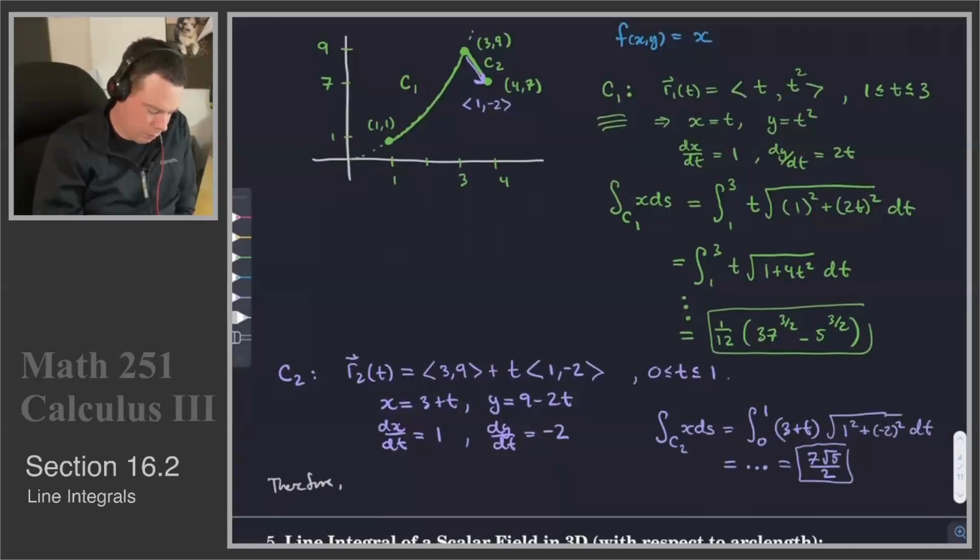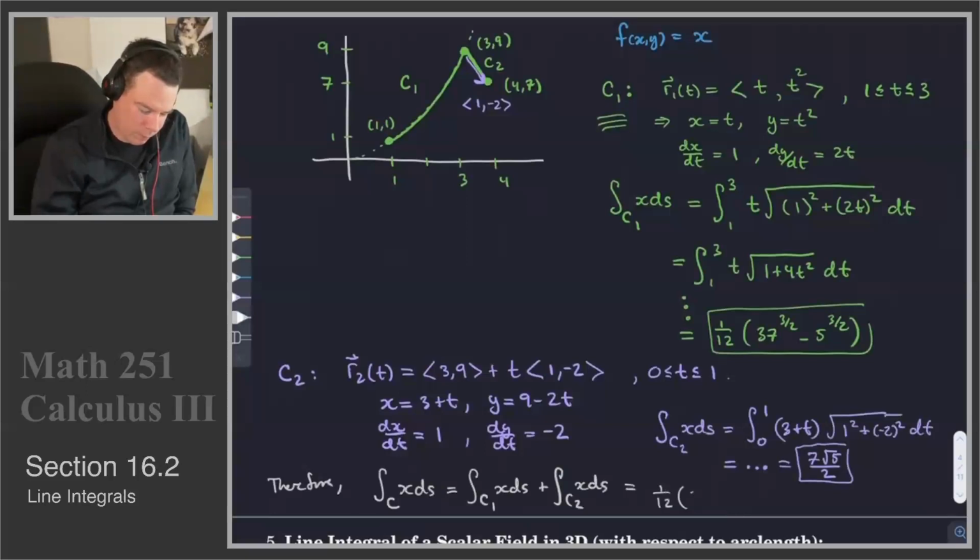So therefore, the integral that we wanted was the integral over the whole curve C of x ds. And that's the integral over the first curve plus the integral over the second curve, which is the sum of these two values, 1/12, 37 to the 3/2 minus 5 to the 3/2, plus 7 root 5 over 2. And so there's our final result.